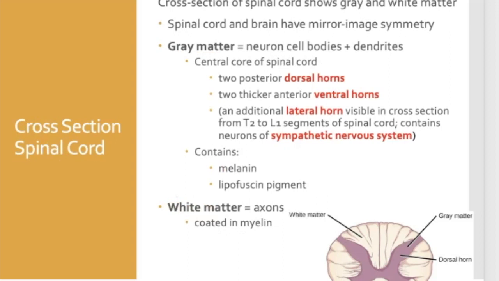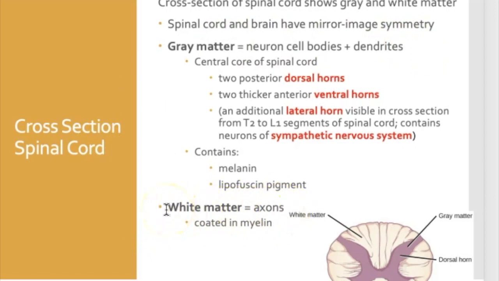We spent a good deal of time in the lecture looking at the anatomy of the spinal cord in cross-section, or transverse section. We talked about where the white matter is and where the gray matter is. Those terms refer to the neuron cell bodies and their dendrites, that's gray matter, versus the axons of all the neurons, that's the white matter.